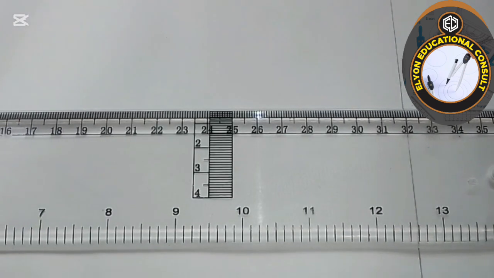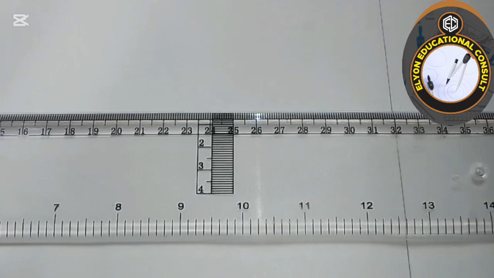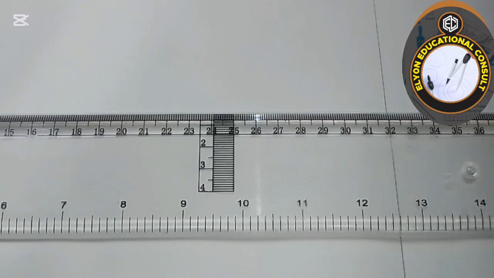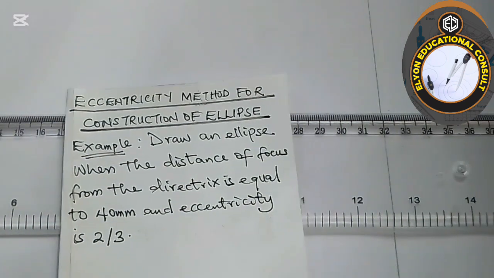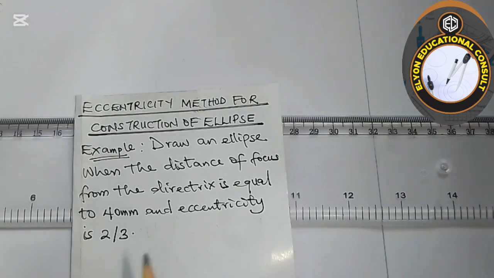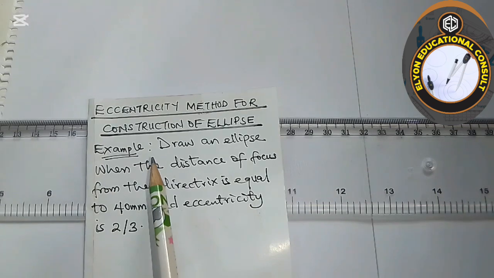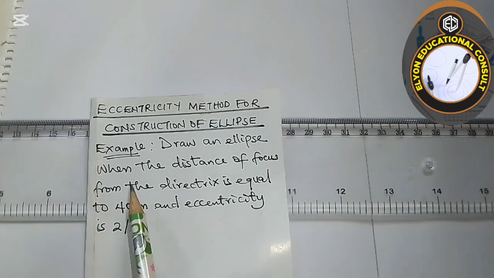In this video we'll be looking at another interesting method of drawing an ellipse, and the method is the ellipse by eccentricity method. Eccentricity method for the construction of an ellipse. We have an example that we'll be looking at together in this video.